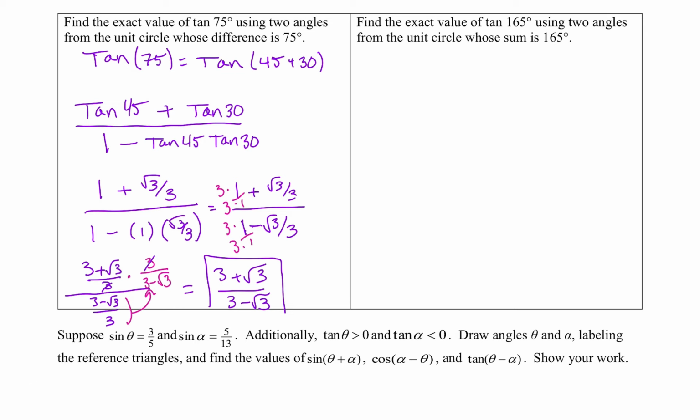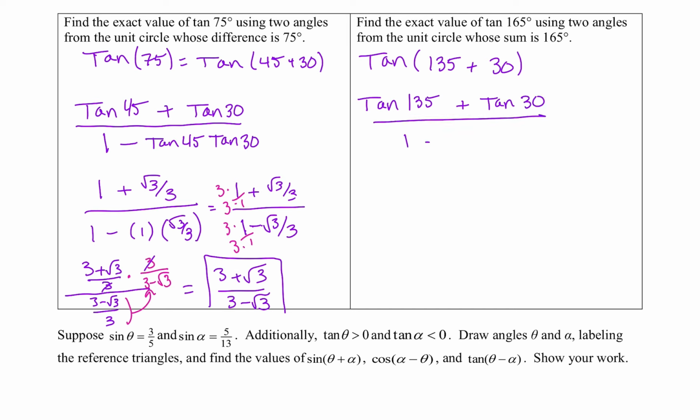For the next one, it says find the exact value of tangent of 165 using 2 angles from the unit circle that add up to make 165. I think this one might be dealing with 45. Looks like maybe we could use, maybe not 45. Hold on. Well, we could use 135, right? 135 is in quadrant 2 plus 30. So 135 plus 30. So when I set this up, I'm going to have tangent of 135.